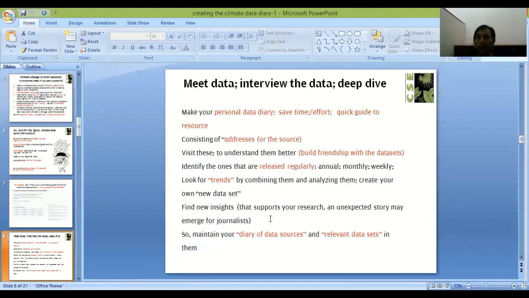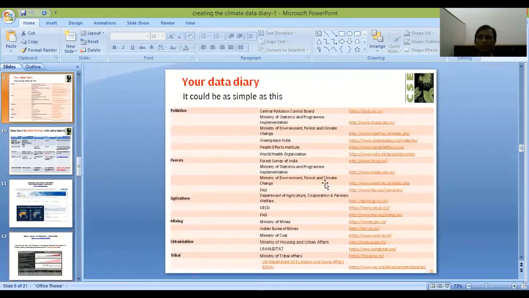Because most of the journalists are always looking out for breaking stories. And believe me, there have been instances when we have combined numbers on different subjects from different sources and have given a new research that has been very, very impactful. So again, I'll repeat, maintain your diary of data sources and relevant data sets in them. It's very simple.